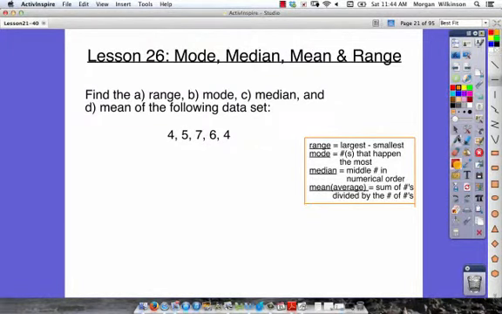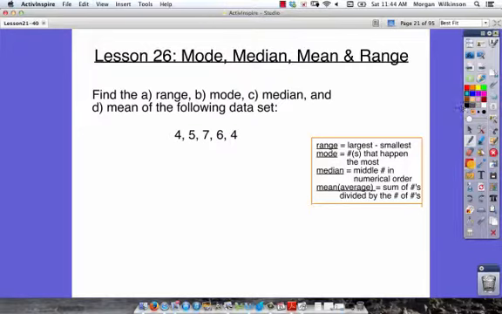Now, let's go ahead and start this problem. Again, pause if you need more time to copy down the definition. To find the range, part A, the range, that's the largest minus the smallest. So the largest in this data set is 7, and the smallest is 4. So we're going to get 7 minus 4, and that's going to be equal to 3. And we've got our range, largest minus the smallest.